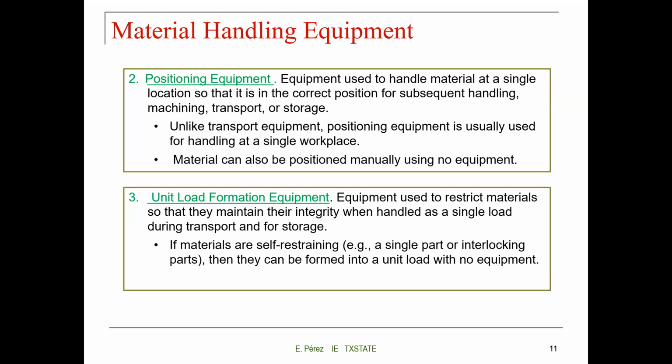Number 3 is unit load formation equipment. This is equipment used to restrain materials so that they maintain their integrity when handled as a single load during transport and for storage. If materials are self-restrained, for example, a single part or interlocking parts, then they can be formed into a unit load with no equipment.